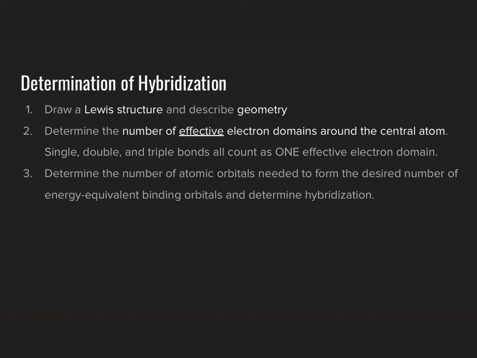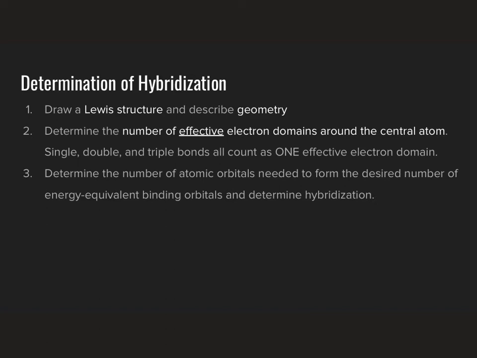So we're going to start off and we're going to draw a Lewis dot structure for a molecule and go ahead and describe the geometry around each central atom. Now, this obviously makes sense because in order to actually describe the bonding within a system, we need to know how many bonds we're forming, and a Lewis dot structure is a great way to start.